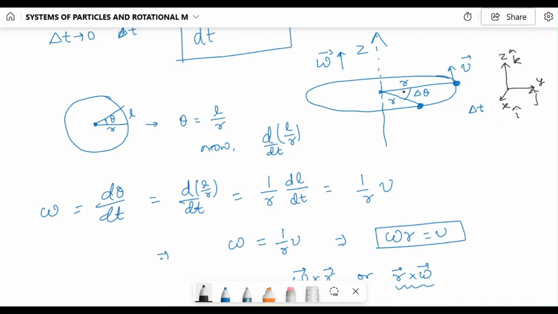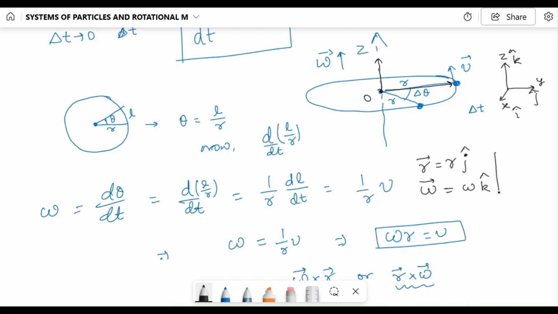Now we have to check in this particular scene, if we are taking the origin here, the position vector is along positive y, which is along j cap. So the unit vector along this position vector is j cap. Let's say its magnitude is r, so we can write position vector r as r j cap. Now omega is along the positive z direction here, so we can write the vector omega as its magnitude times k cap.